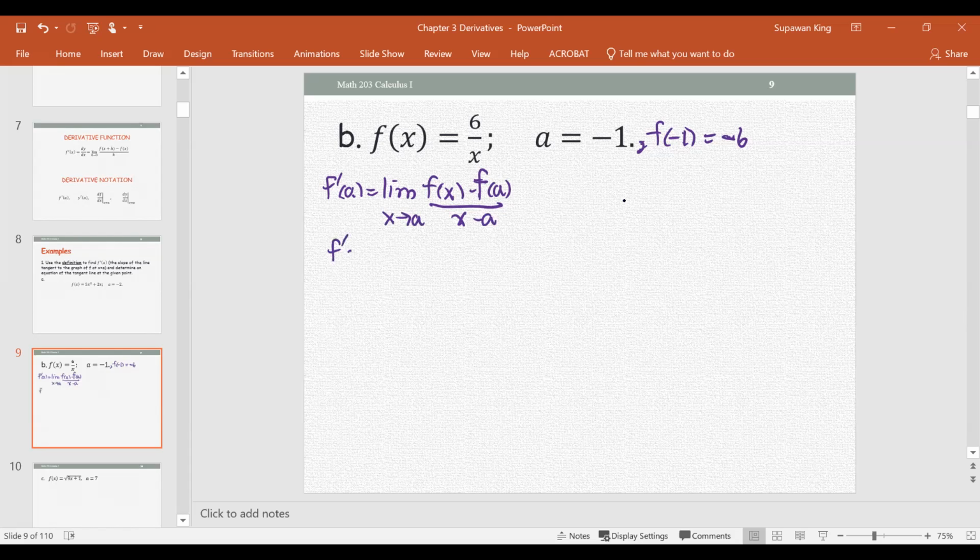In our case, the a is -1. Replace it into the limit definition. f of x, which is 6 over x, minus f of a, which is -6, divided by x minus -1 as x approaches -1. Simplify the numerator.